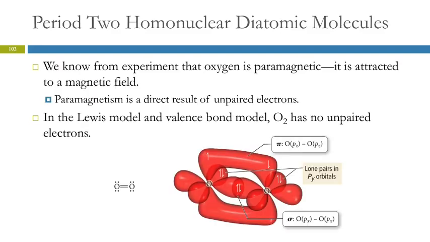So what's up with that? Well, we know from experiments like that oxygen is paramagnetic. It is attracted to magnetic fields. We talked about paramagnetic and diamagnetic before. Paramagnetism is a result of unpaired electrons.